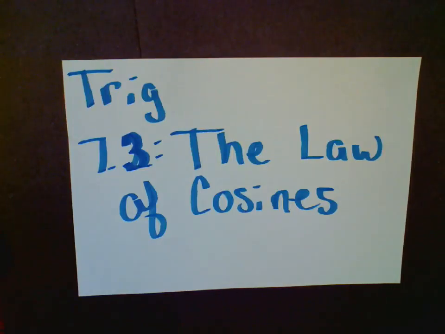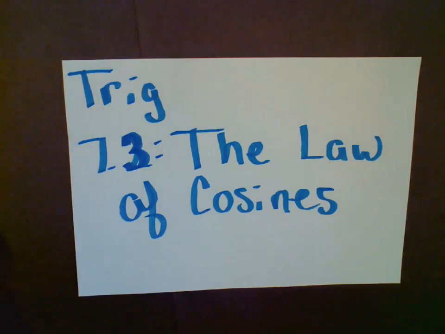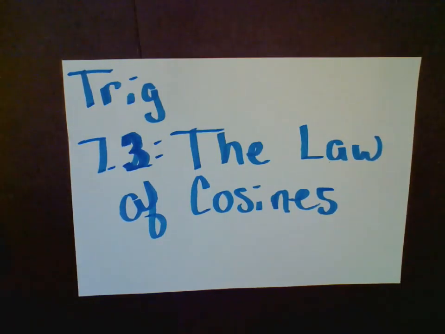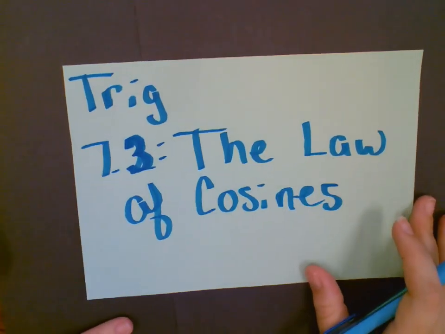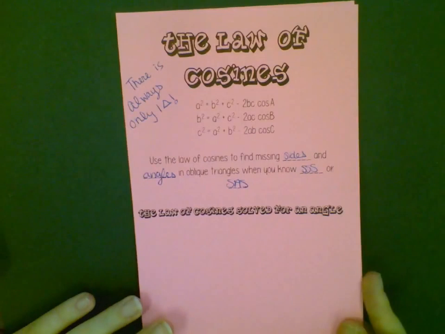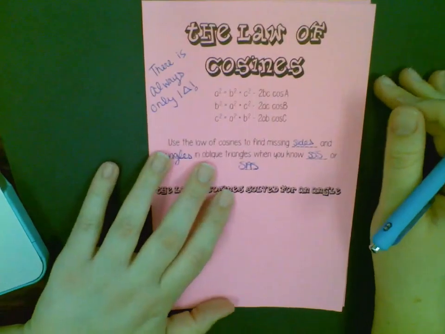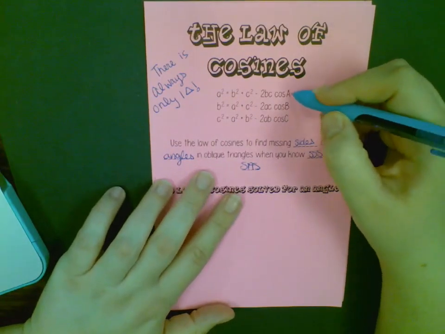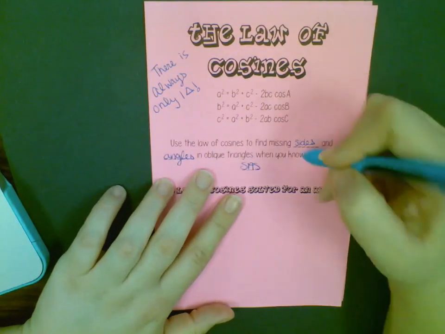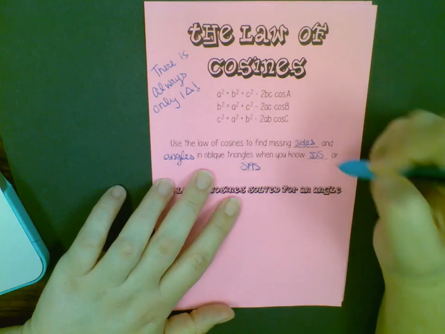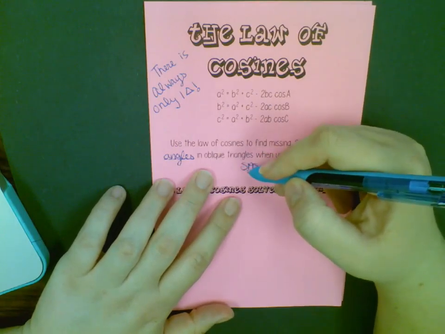Hi everyone, so this is our last video for chapter 7 and we're learning the law of cosines. So the law of cosines is another way to solve oblique triangles, and we use it when we're given things that are different than what we did with law of sines. So here are the formulas for the law of cosines, and we use them to find sides and angles just like the law of sines, and we use it when we are given side, side, side, or side, angle, side.